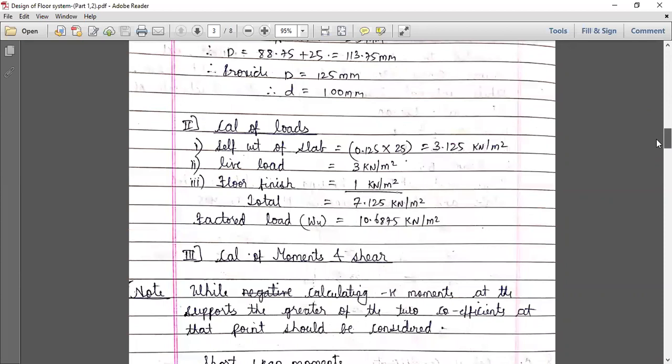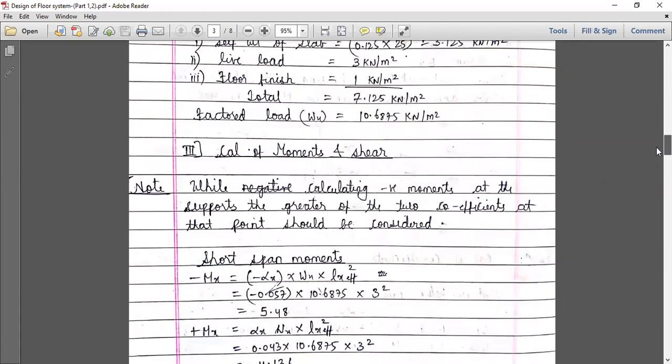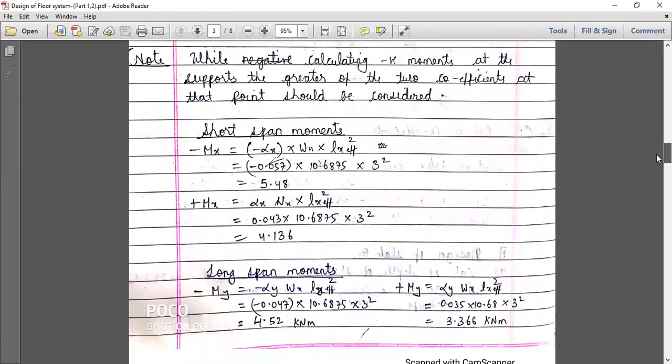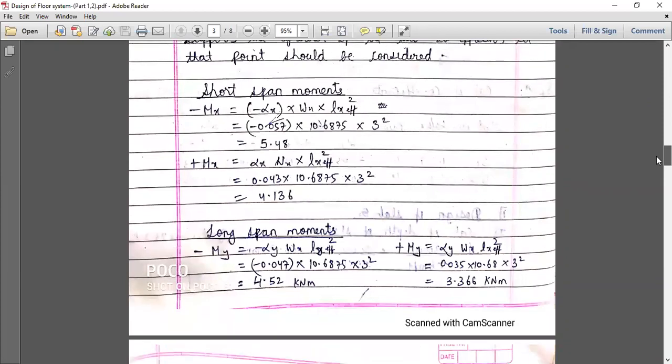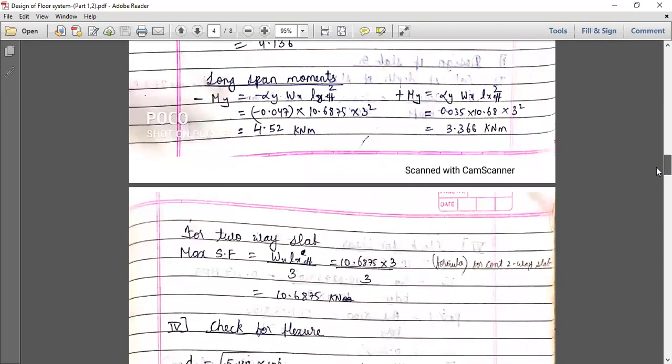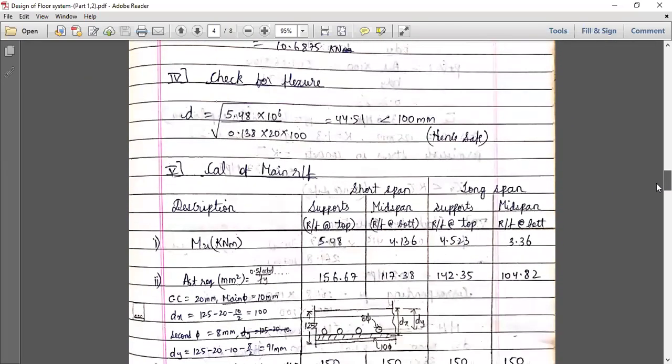Then we have seen the normal procedure of design of a slab: calculation of loads, finding out the thickness of the slab, and then calculation of bending moment and shear force. Positive bending moment and negative bending moment in the short span, two will be there. Again in the long span there will be positive bending moment and negative bending moment. And then finally we also calculated the reinforcement.